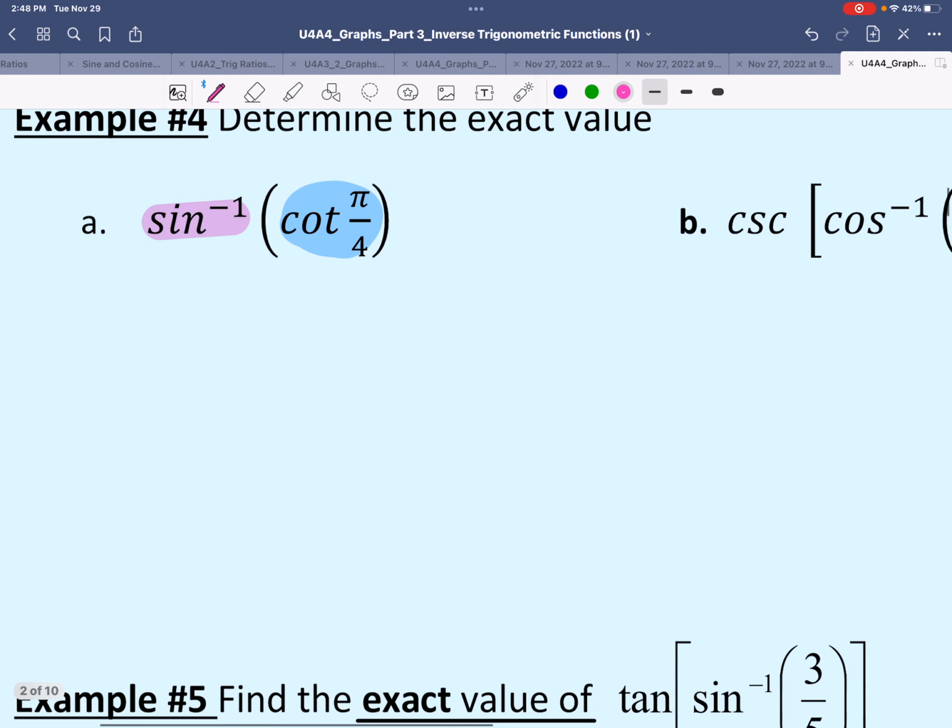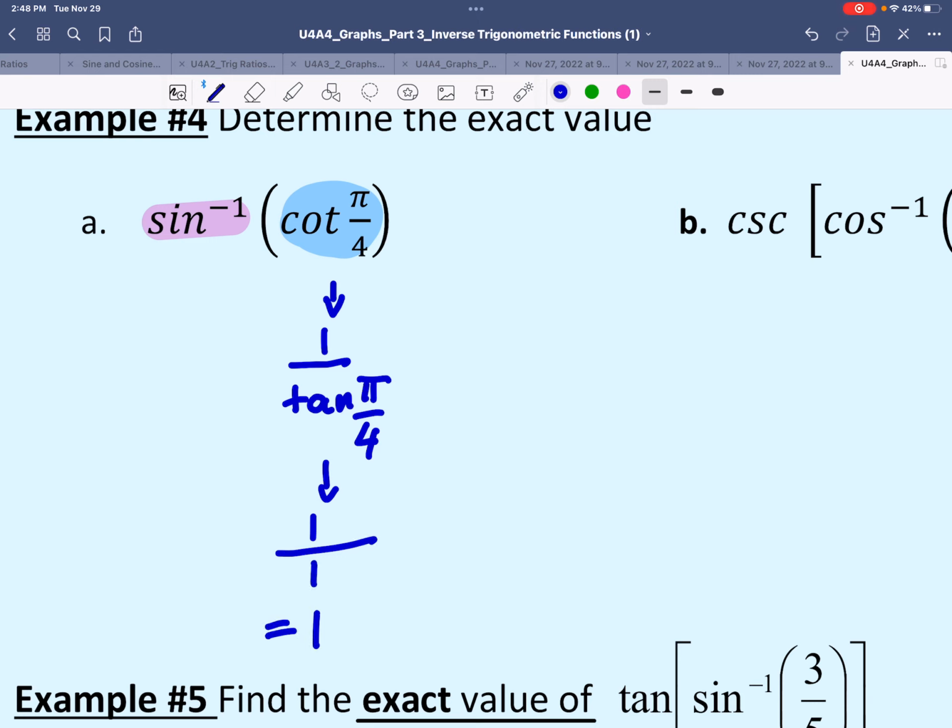So the inside is cot of pi over 4. So the cot of an angle. That means that inside, if you think about it, you have the ratio of an angle. So you know that the tan of pi over 4 is 1. So that means that cot of pi over 4 will be 1 over tan of pi over 4, or 1 divided by 1. So the cot itself would be equal to 1.